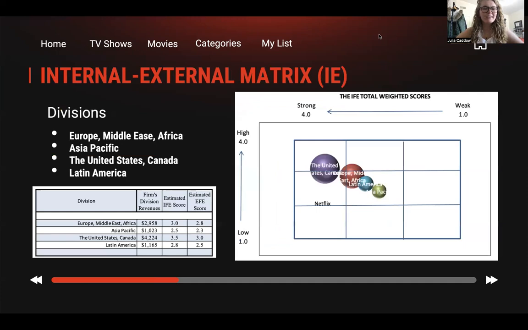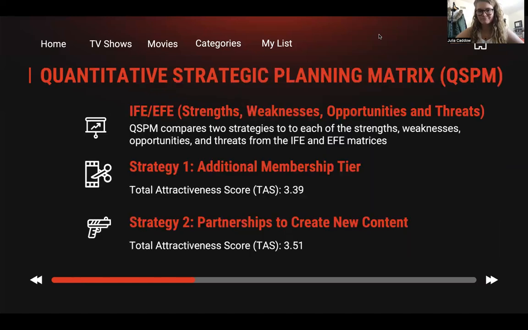Next up, we have the internal external, or the IE matrix. This breaks up Netflix into several regional divisions and gives the most profitable and the least profitable based on the total IFE and total EFE weighted scores. The most profitable division is the United States and Canada, while the least profitable division is Asia Pacific.